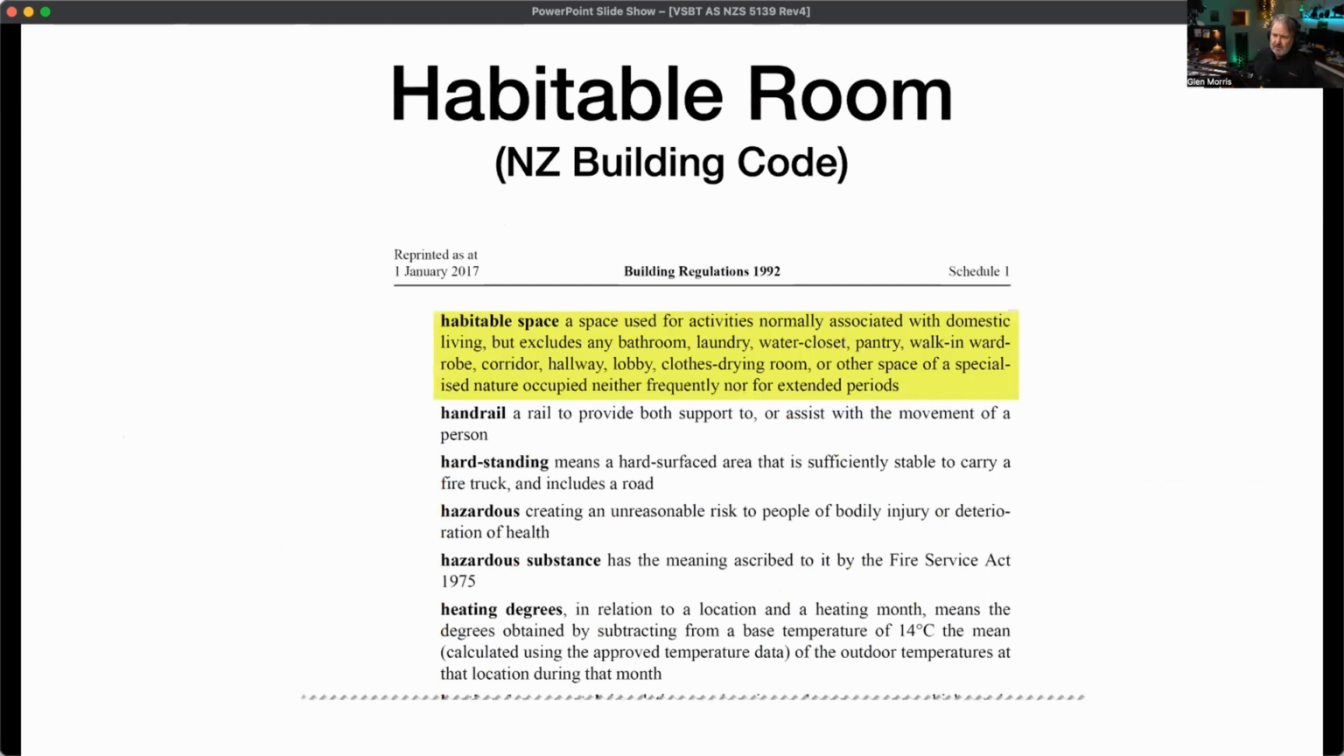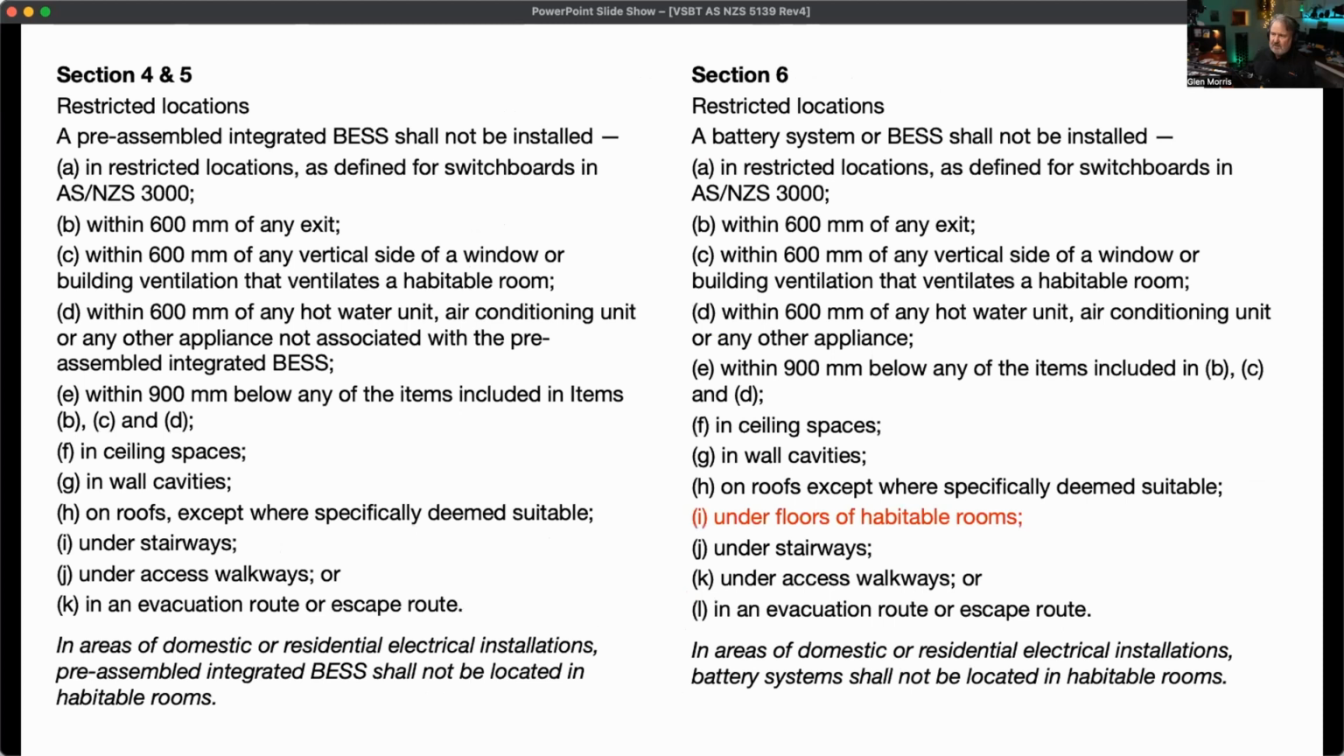And the New Zealand Building Code has a slightly different way of stating it, but it's effectively the same as the Australian National Construction Code. So just to finish off this location question, the Section 4 and 5 systems are the ones listed on the Clean Energy Council's website as compliant with the best practice guide.